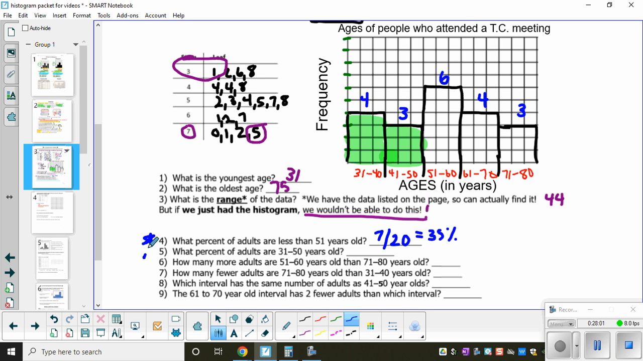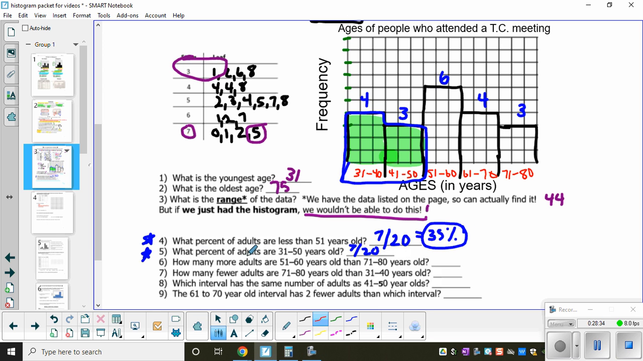All right. So then for the next one, if I wanted to know what percent of the adults are 31 to 50, that's another way of asking the same thing I just did. If I say what percent are 31 to 50, well, 31 to 50 are those same 7. So this is just another way of asking the same question, and it would still be 7 out of 20. So the answer here is still 35% for this one.